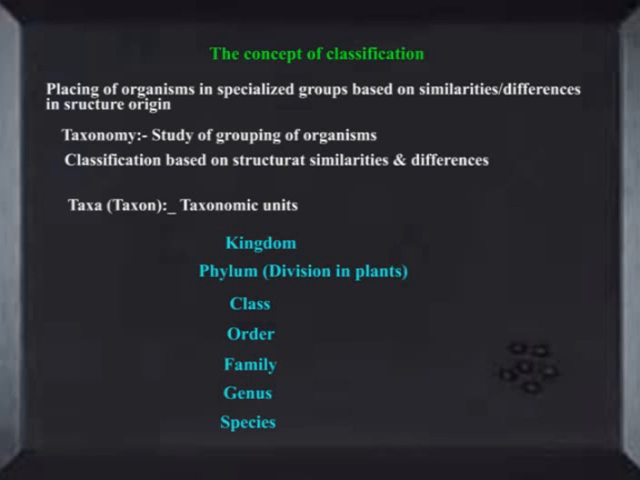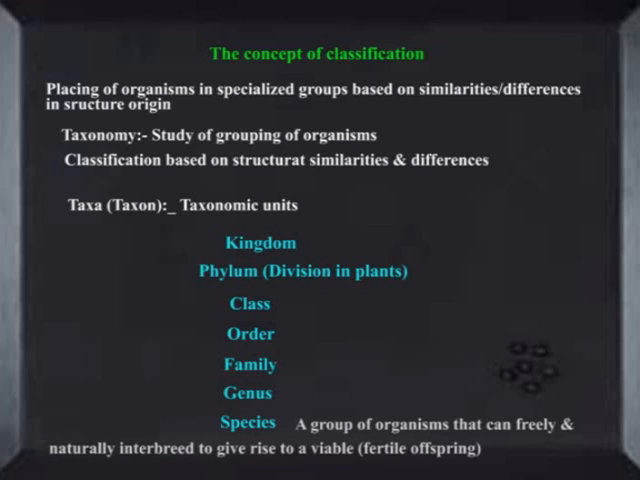In this hierarchy, the similarities increase from the higher rank to the lower rank. On the other hand, the differences decrease. Organisms that resemble in nearly all respects belong to the same species. A species is therefore defined as a group of organisms that can freely and naturally interbreed to give rise to a fertile or viable offspring. For example, goats interbreed to produce goats because they belong to the same species, and the same thing happens to humans.